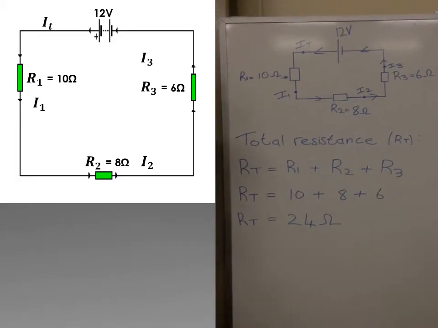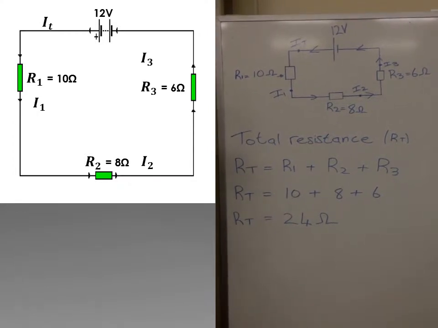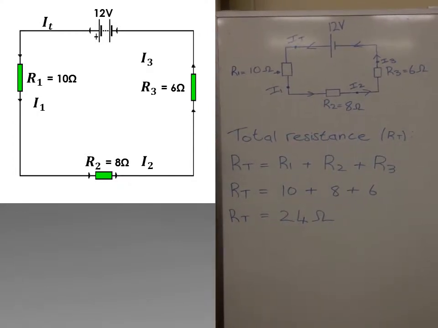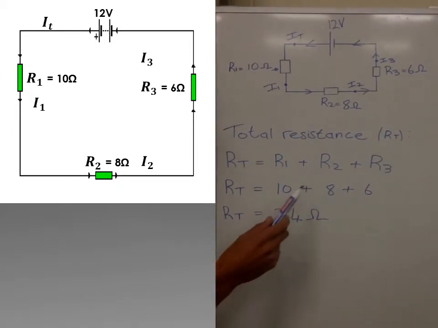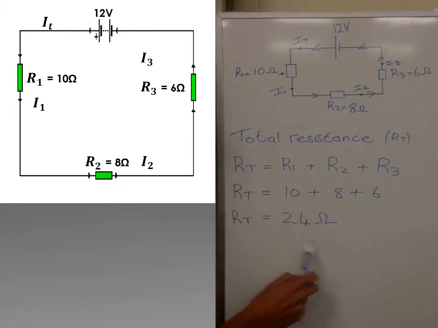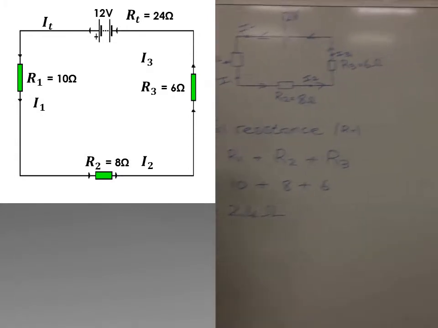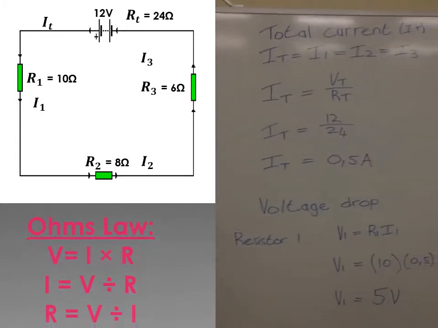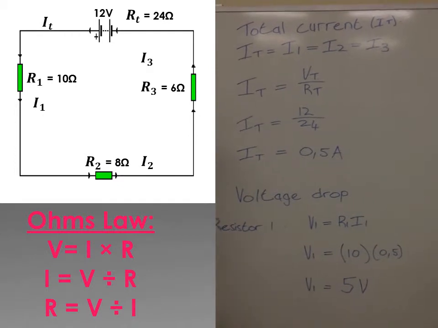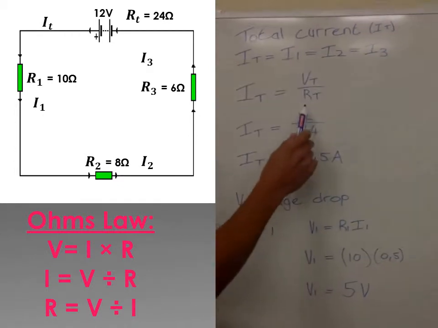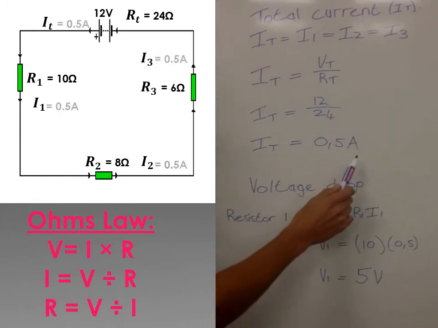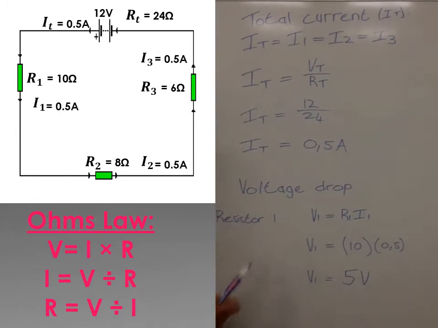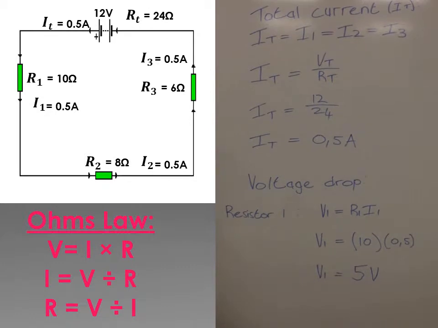This circuit contains resistors connected in series. So to calculate the total resistance, we know that it is the sum of all resistors. RT equals 10 plus 8 plus 6, which gives us 24 ohms. We also know that current remains the same. Using Ohm's law, we can calculate the current. So IT equals VT over RT, which in this case is 12 divided by 24, which gives us 0.5 amps. This is the total current flowing through each resistor.